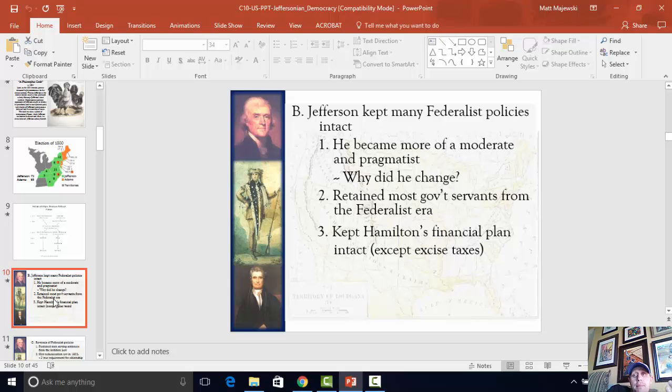So he kept almost all of the government servants that the Federalists had had. He keeps them in power, all right? So instead of firing all those Federalist workers, he's going to keep them all. He keeps all of Hamilton's financial plan intact except for the excise tax on whiskey. Remember, that was a campaign promise of his. I'm going to get rid of that excise tax on whiskey because it was unfair to the whiskey distillers.